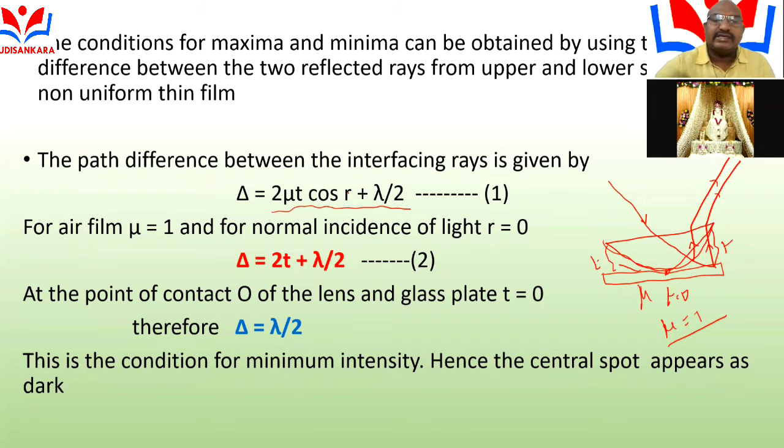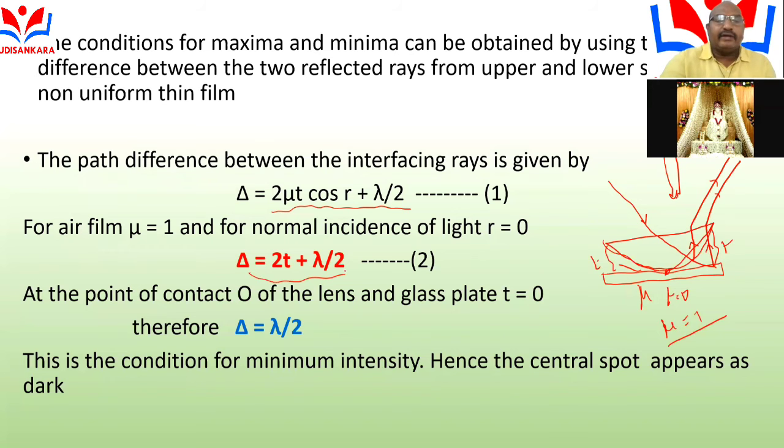What about r? The incident light and reflected light are both out of phase. Then i is equal to 0, then r is equal to 0 degrees, so cos r is equal to cos 0, which is 1. So the path difference is 2t plus lambda by 2.